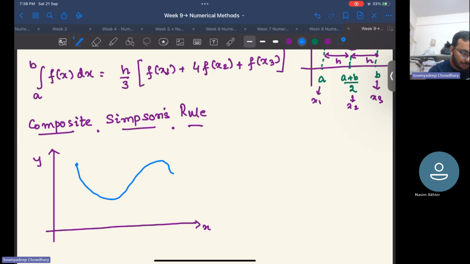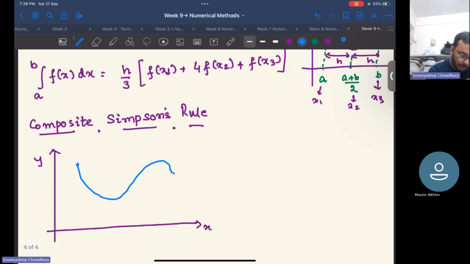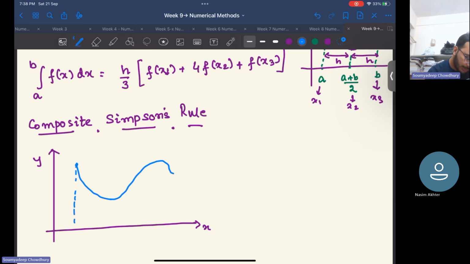So like this, suppose this is my A and this is my B. Here we take subintervals like this. Within this, suppose this is my x naught and this is my xn.